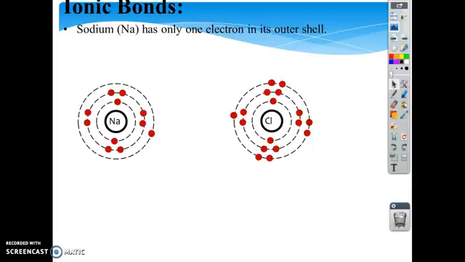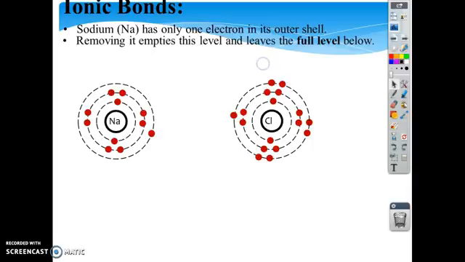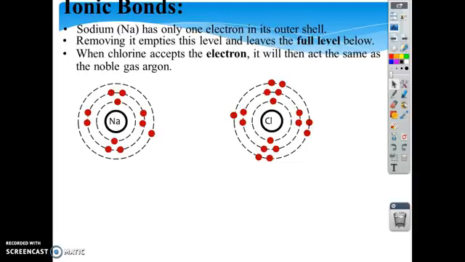Sodium only has one electron in its outer shell. It removes that electron and loses its entire shell. Then chlorine's going to accept the electron and it will act the same as that noble gas it's trying to become, or it will have that full outer shell it desires. So let's watch how it happens.